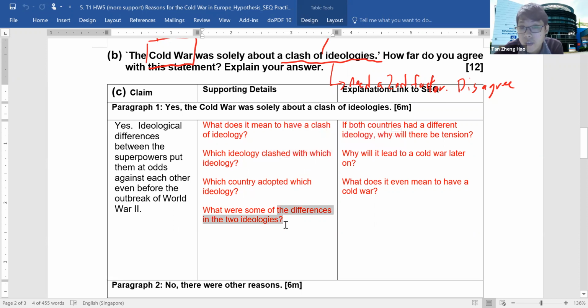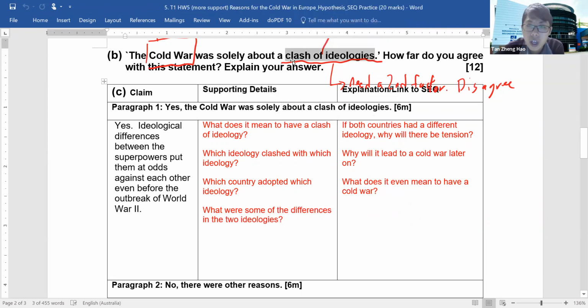What was the difference between the two ideologies? Communism, what did communism believe in? The USA, what did they believe in? Is it capitalism, democracy? How is it different from communism? So you want to describe and give supporting details about your factor, which is clash of ideology. You tell me what the clash is, what the ideology is, and what the difference in the ideologies is. So you give me more facts here.